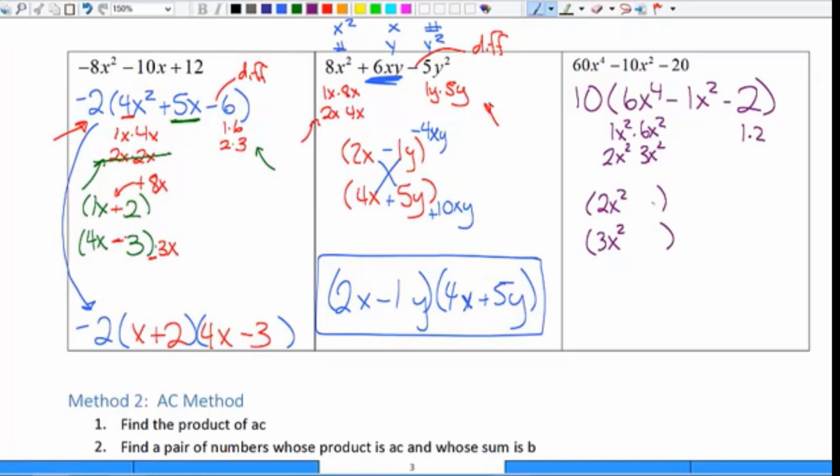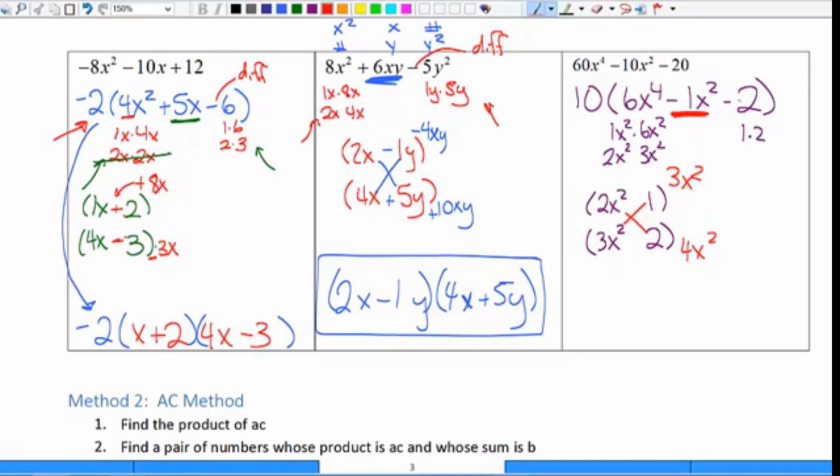Now, before I put things down, should I put the 2 next to the 2? Would that be a smart thing to do? Well, no. So I'm not going to put the 2 there. I'll have to put it down here, which means the 1 has to go up there. So I save myself a guess there by not picking things that are not going to work. And I get 3x squared and 4x squared. Can I use those two red numbers to add up to the middle term, negative 1?